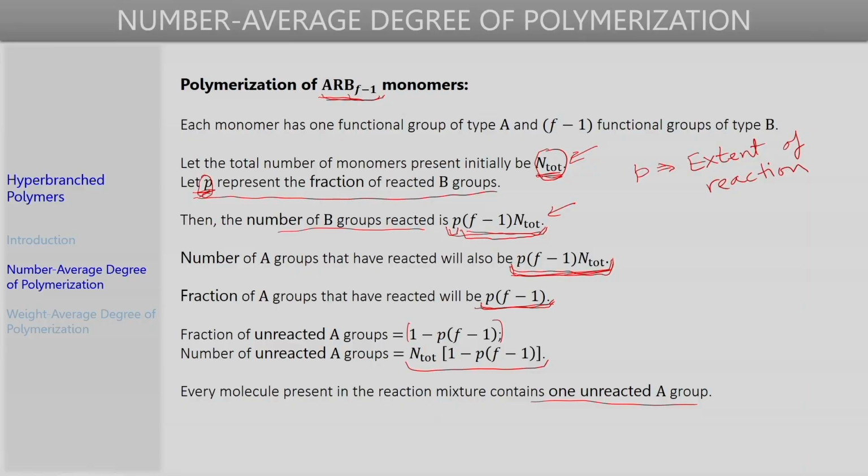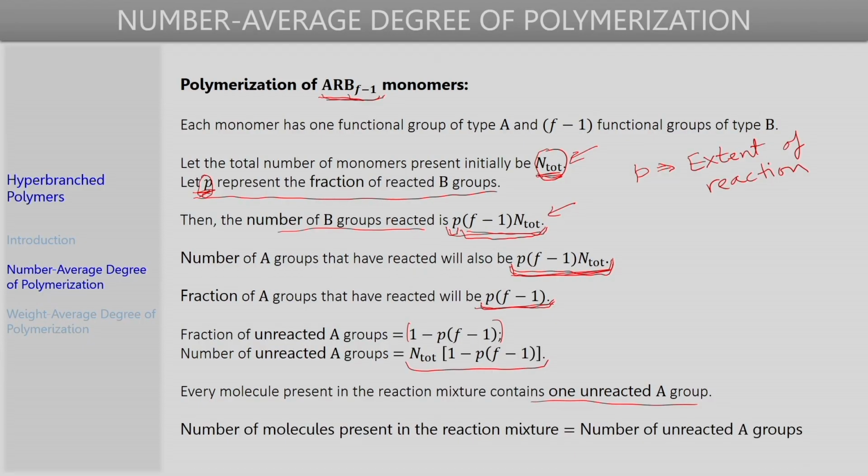But one thing in common about all these molecules is that all of them will contain only one unreacted A group. Whether it is a single monomer molecule or a large branched polymeric chain that has formed, in either case the number of unreacted A groups will simply be 1 per molecule. After identifying this fact, what we can say is that the number of molecules present at any point of time will simply be equal to the number of unreacted A groups present, because each molecule contains just one unreacted A group. That is what we have stated here: the number of molecules present in the reaction mixture at any point of time where the extent of reaction is P will simply be equal to the number of functional groups of type A which are still unreacted.